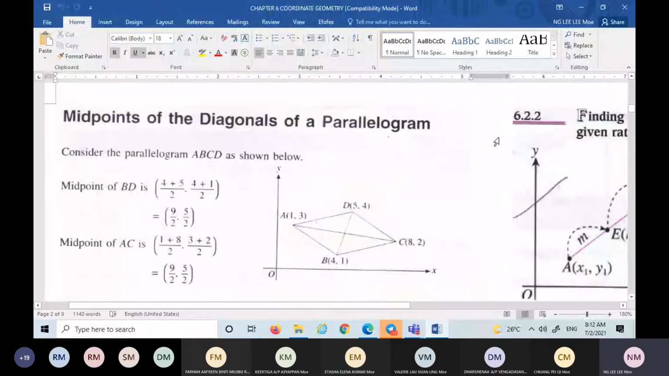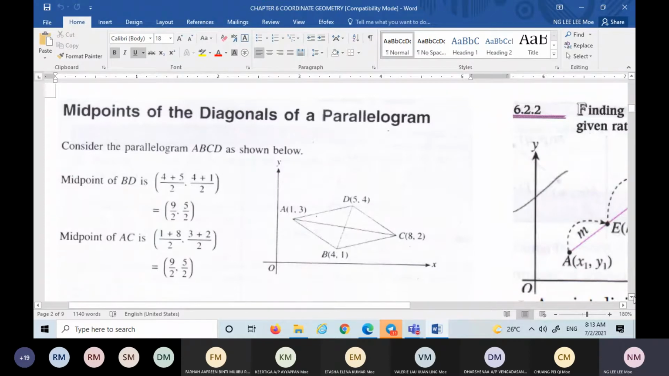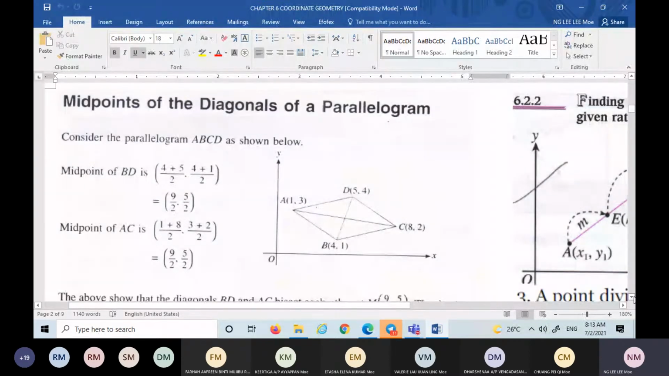Midpoint of the diagonal of a parallelogram. This one you must know. It's very useful when you solve questions related to a parallelogram. You see this, this is the proof. Afterwards you have a statement: consider the parallelogram ABCD, and all the points are given.